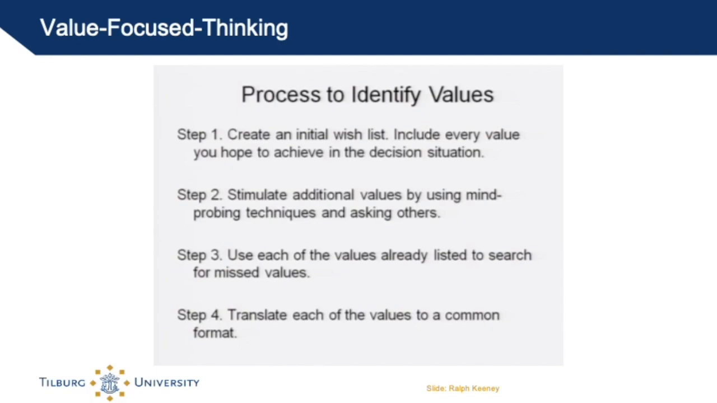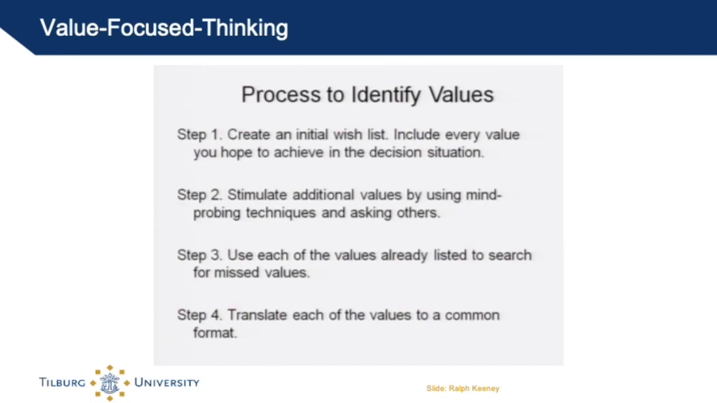Step 3 would be using each of the values already listed to search for missed values. So is there something close or very far away from this one that brings up another value that might be important to you after all? And then step 4, translate each of the values into a common format. This is the process of identifying values according to the value-focused thinking idea.